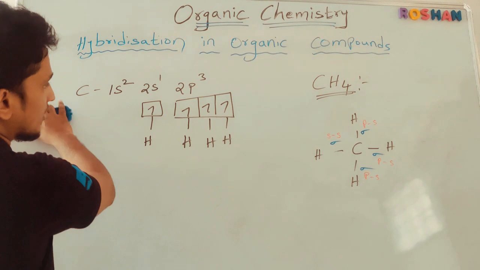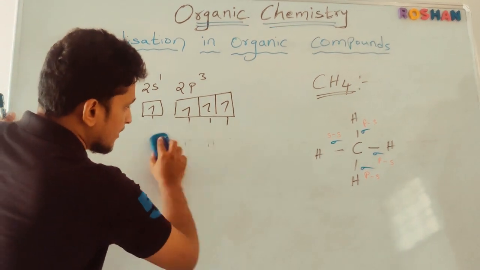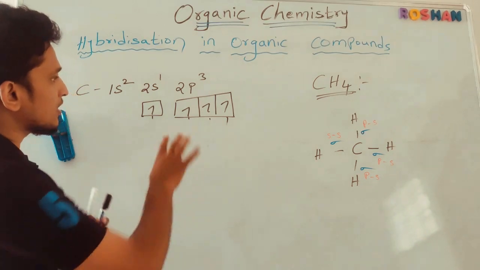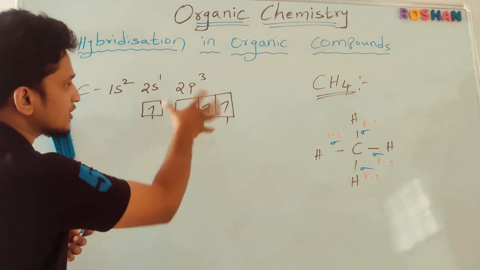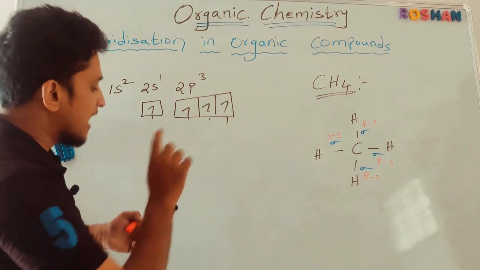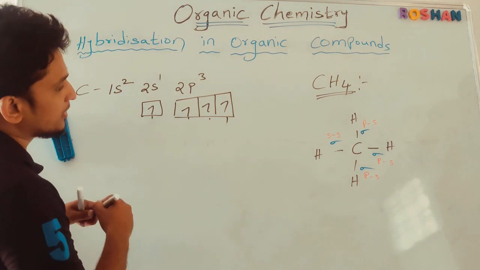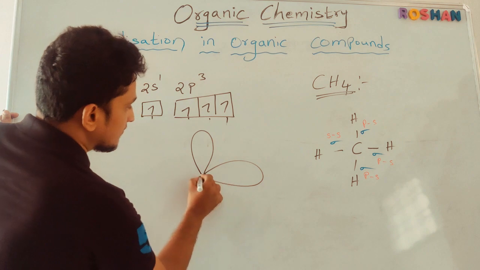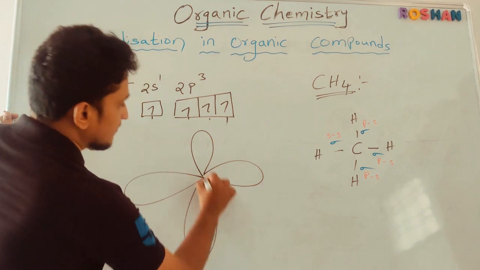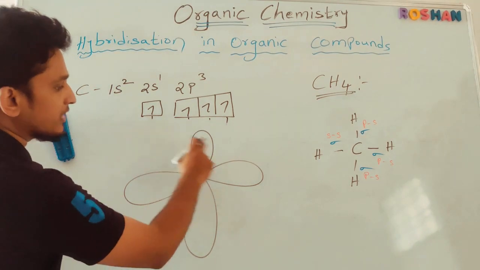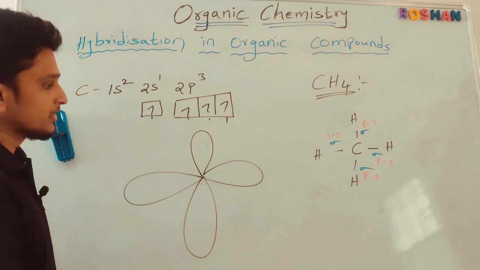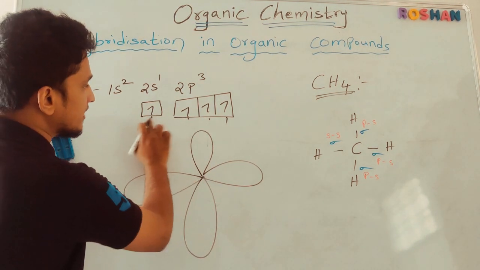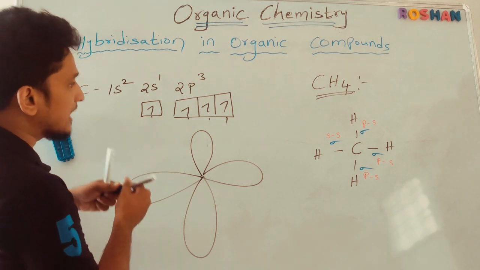Before the bonding only, 1 s orbital and 3 p orbitals are there, students. All these orbitals completely intermix and they form a new set of orbitals. In these orbitals, can you identify where is the s orbital? Can you identify where is the p orbital? No. How many orbitals are intermixing? 1 s orbital and 3 p orbitals, right?